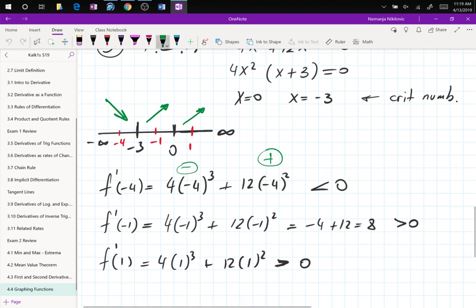This one is a guess right there. -1 cubed, that's -4, plus 12, it's +8, larger than. Great. When I plug in test point 1, it's 4. What is going on over here?